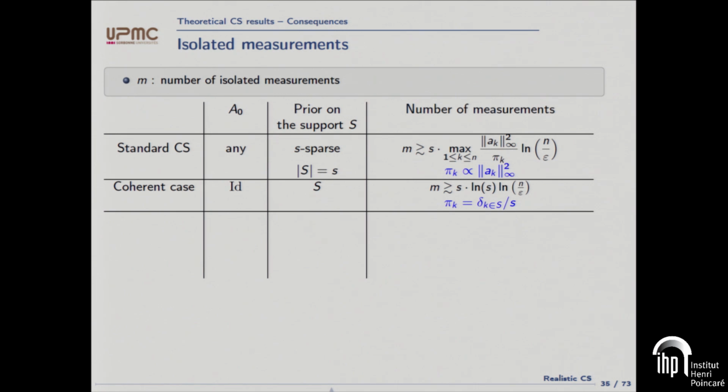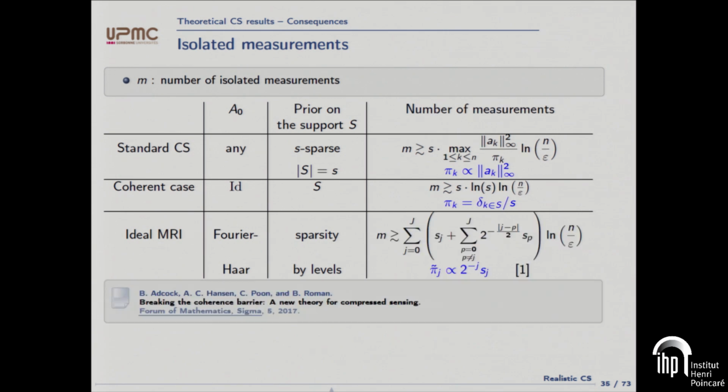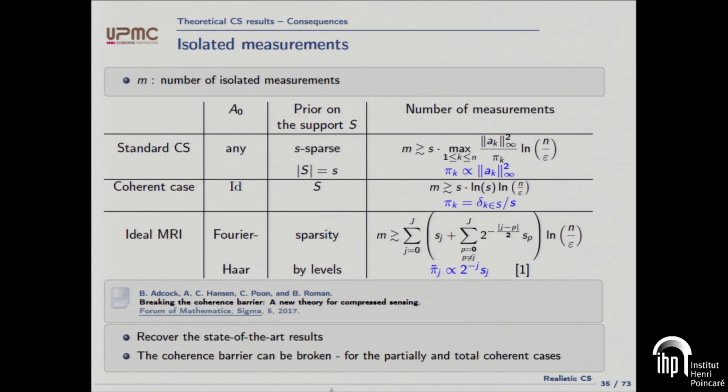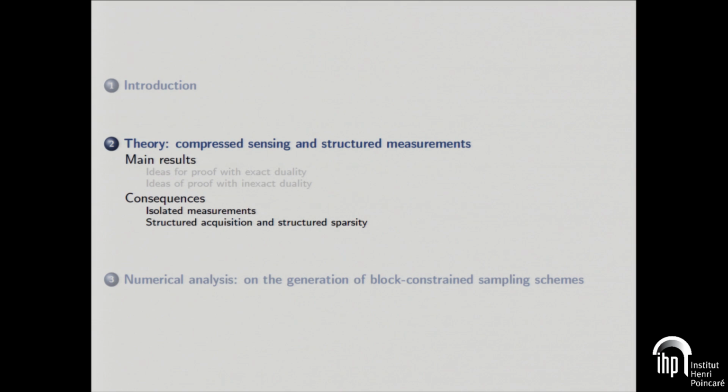Okay. And the last case where we do MRI and we consider the support to be sparse in levels, then we find the same result as Ben Adcock, Anders Hansen, Clarice Poon and Bogdan Roman. So this is perfect. We match the state-of-the-art result. Okay, but we are not interested in isolated measurements. We want to do structured measurements, right? So let's do structured measurements.